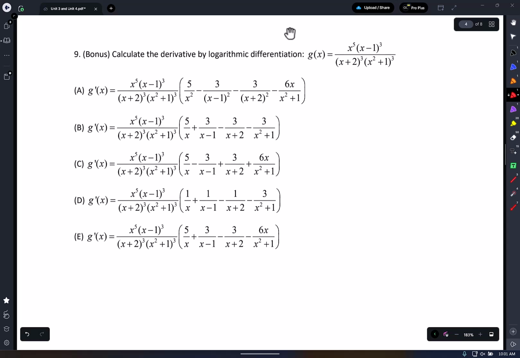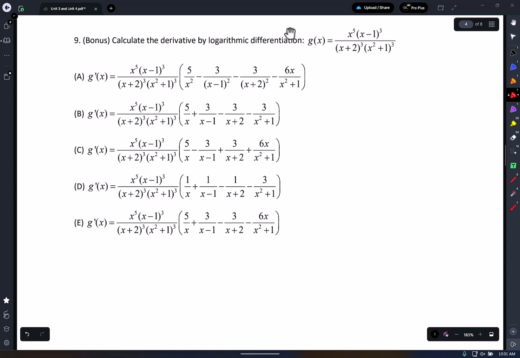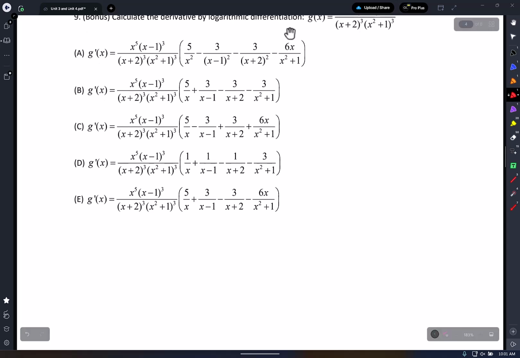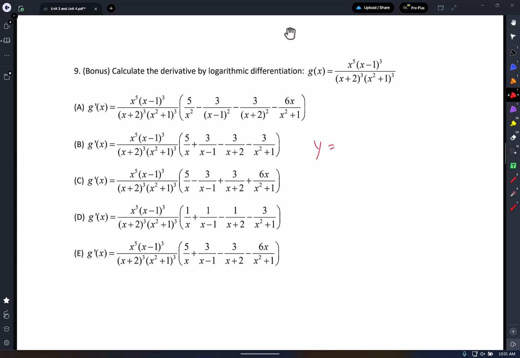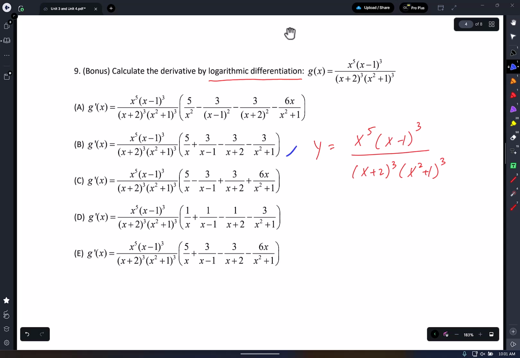The bonus. Okay, so here's what I had to see for the bonus, guys. I'm going to write this as y equals x to the 5th, (x minus 1) to the 3rd over (x plus 2) to the 3rd, (x squared plus 1) cubed. It does say logarithmic differentiation. So whatever you do to one side, you do to the other. So I'm going to write ln of all this.